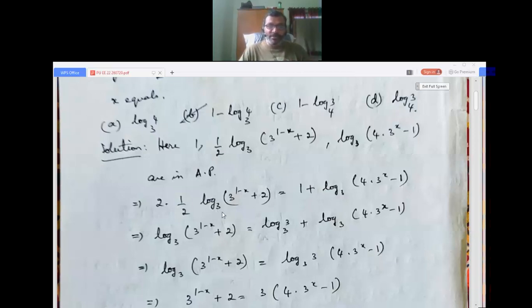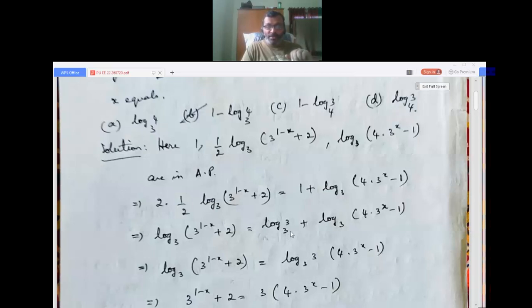So the middle term, half into log base 3 of 3 power 1 minus x plus 2, is equal to the sum of the first and the last, 1 plus log base 3 of 4 into 3 power x minus 1, divided by 2. That 2 we cross multiply here. 2 and 2 get cancelled. Log base 3 of 3 power 1 minus x plus 2 equals 1 plus log base 3 of 4 into 3 power x minus 1. 1 can be written as log 3 base 3. You know, logarithm of any number to the same base is 1. These are all basic fundamentals in logarithms.